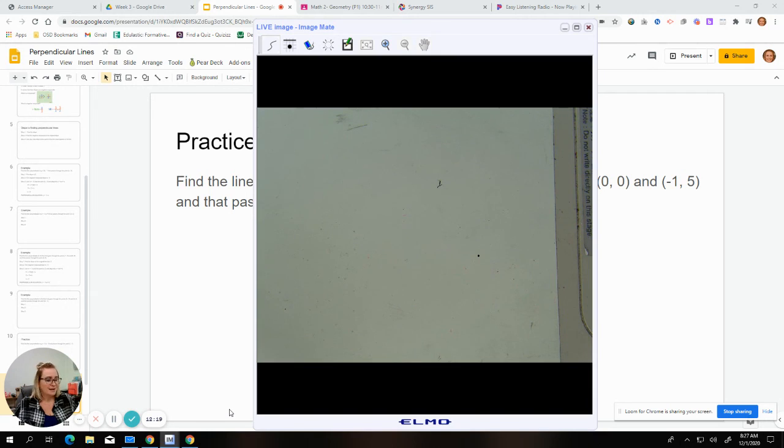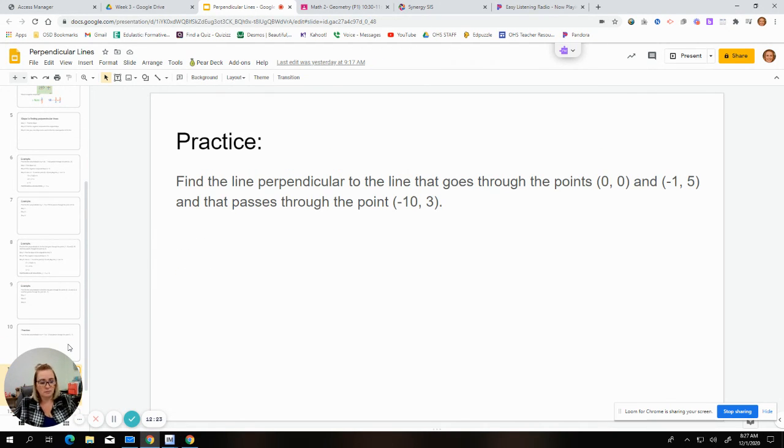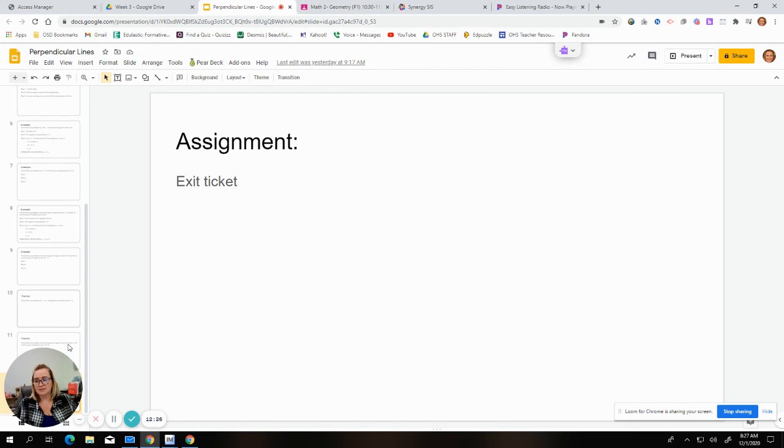Okay, so that is perpendicular lines. Your guys' assignment is an exit ticket that's posted into Google Classroom. Please, like always, if you are confused at all, you need some extra help, some clarification, reach out to me, join office hours so that I can help you figure this out.